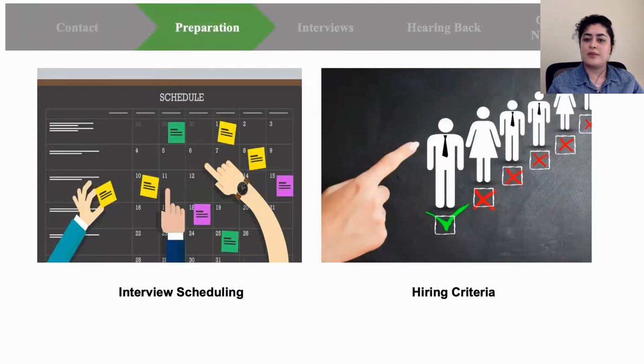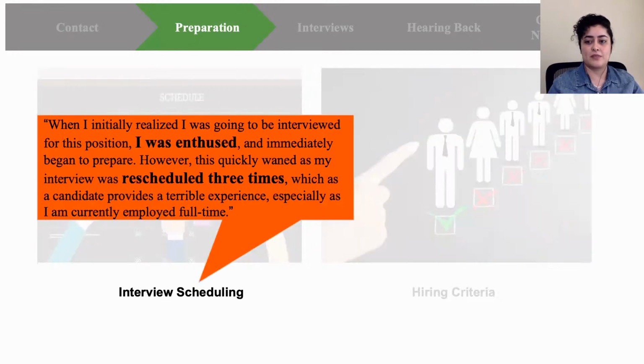In the preparation stage, we found that the most important impressions that the candidates got were from interview scheduling organization and how clear companies are about what to expect from them. For example, if the company offers a preparation package, to what extent they stick to the topics they highlighted in their packages as requirements. So let's see a negative experience example on interview scheduling.